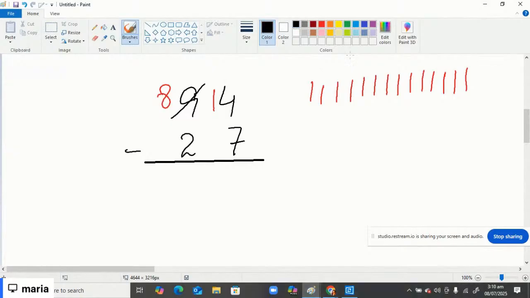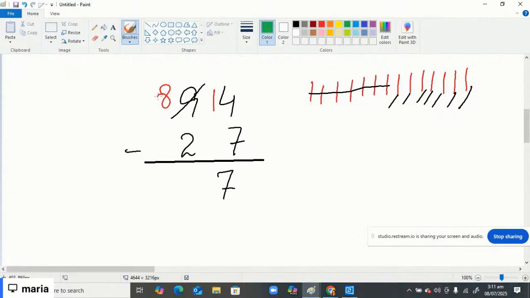Now take away 7 lines. 1, 2, 3, 4, 5, 6, 7. Now how many lines are left? 1, 2, 3, 4, 5, 6, 7. So 7 lines are left. So we put 7 here.